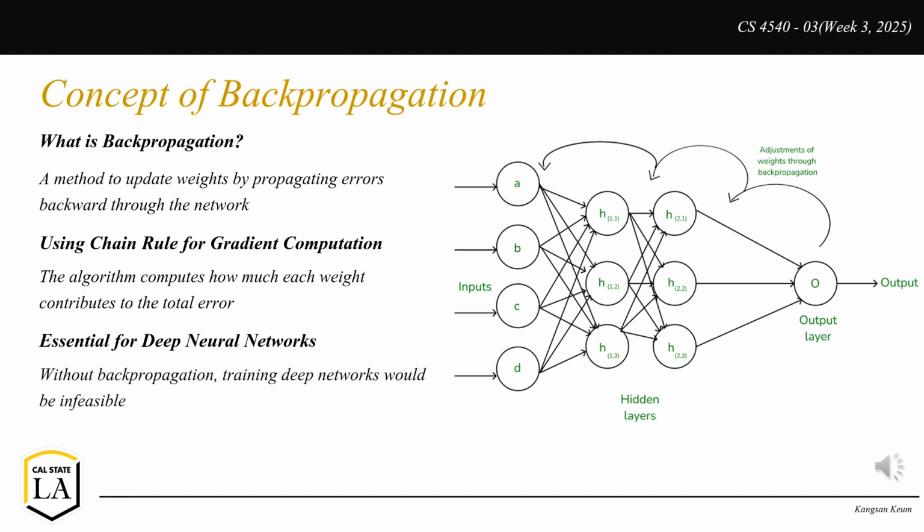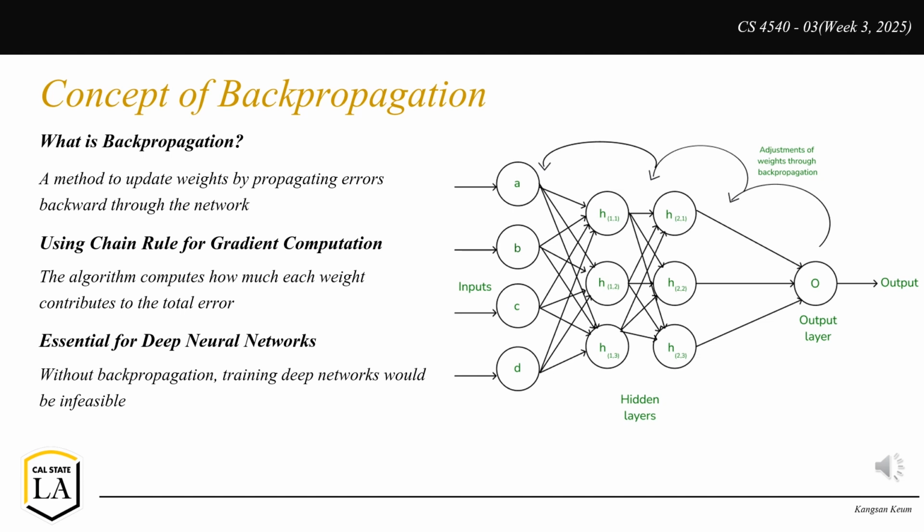Now that we understand gradient descent, let's talk about backpropagation, the algorithm that makes it efficient. Backpropagation is a method used to update the weights in a neural network by propagating errors backward from the output layer to the input layer. But why is this necessary?